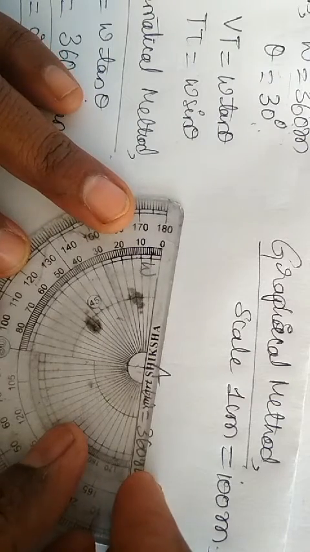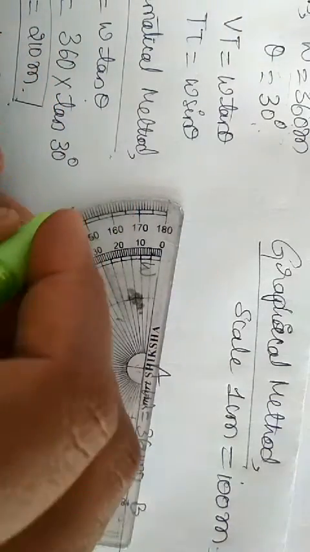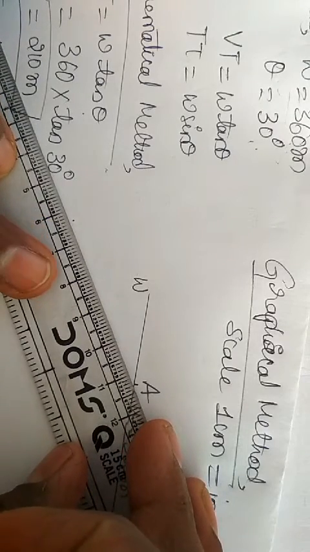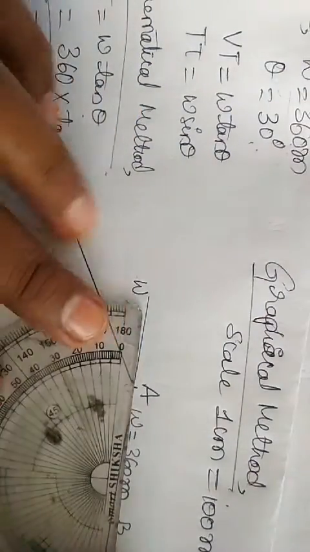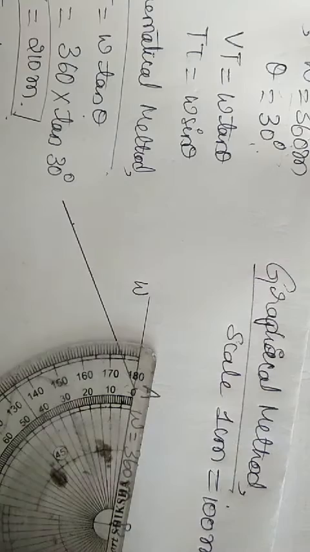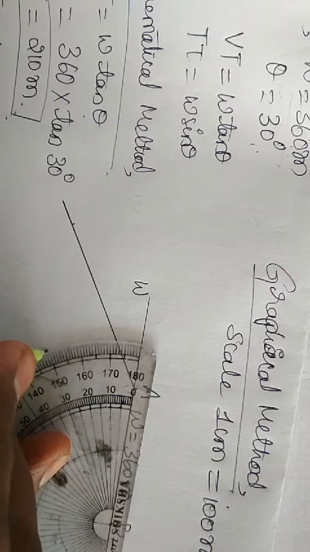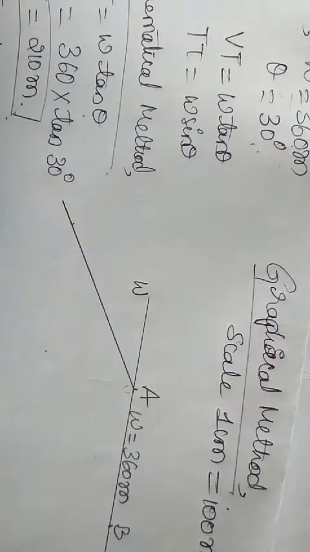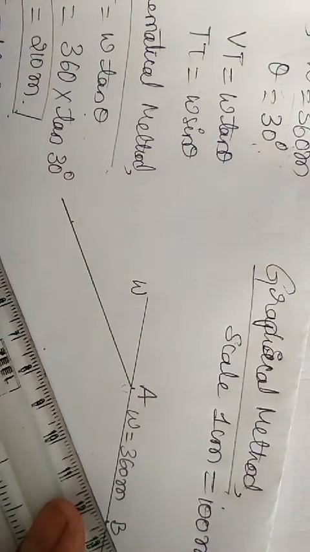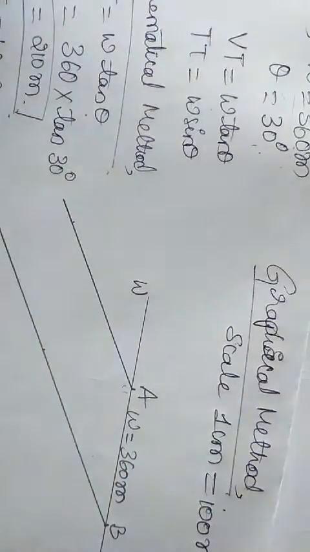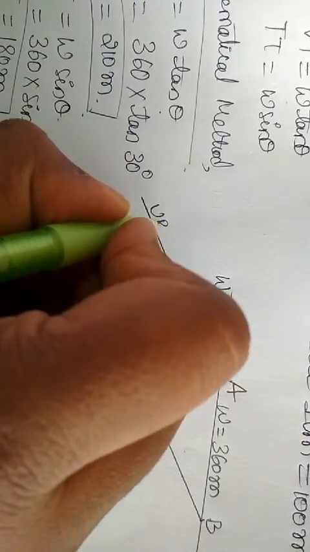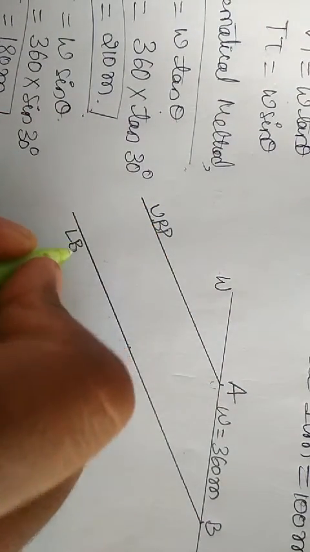So keep the protractor on point A and measure 30 degrees in the westward direction and join this point. That is, draw a line from this point A at 30 degrees. Similarly, keep the protractor at point B and measure 30 degrees from that point and again draw the line from this point B. So this is called the thickness. That is, this is the upper bedding plane and this is the lower bedding plane.